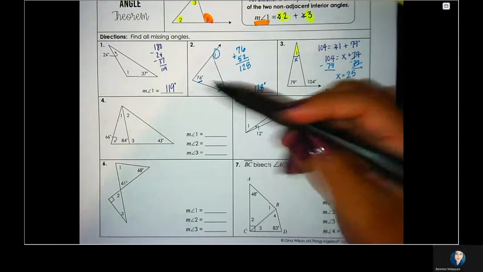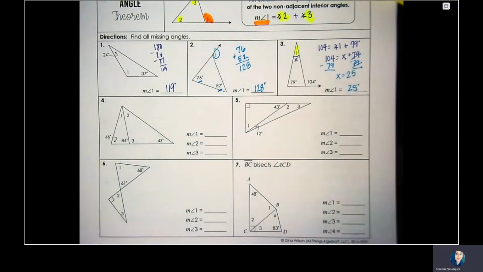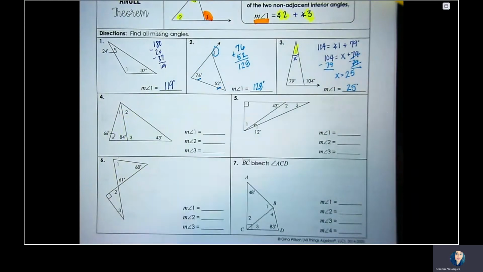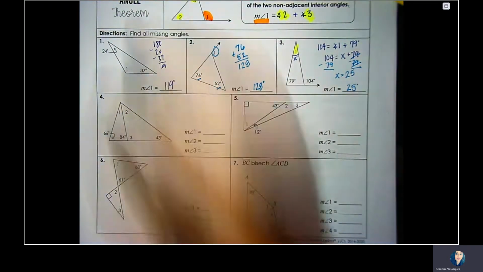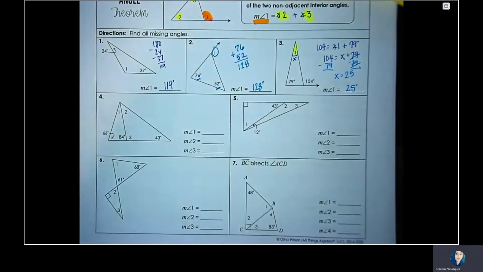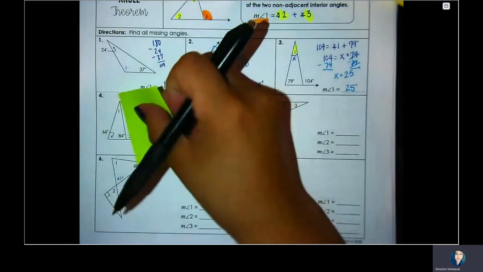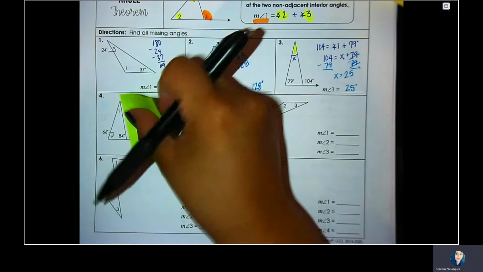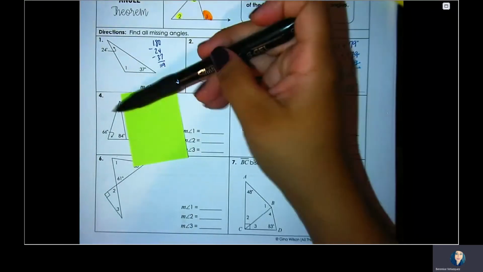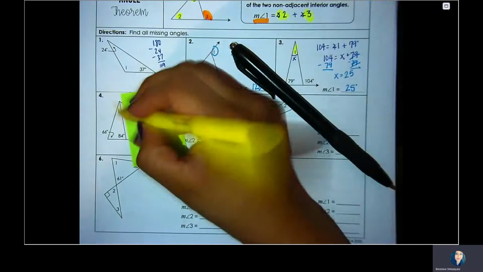Okay, so first thing I'm going to do is I do have some sticky notes handy. I might cover up some of the triangles at a time just to make it easier to see some of the things that we're talking about. Okay, so first we're talking about angle 1. So I'm going to cover up this triangle so I don't get overwhelmed with all the numbers. And I'm only going to look at angle 1. Angle 1 is in this corner.